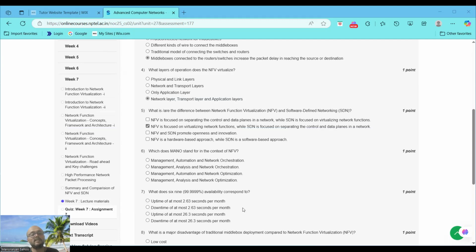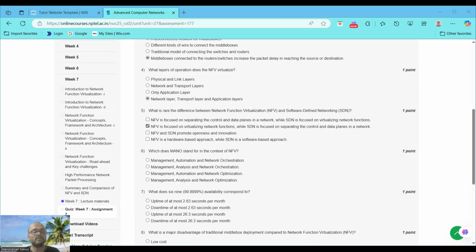So option A is incorrect because it reverses the definitions. Option B is correct because it accurately contrasts NFV and SDN. C is true but incomplete, it doesn't address the difference. And option D is also incorrect because NFV is software based, not hardware based. So we choose option B.